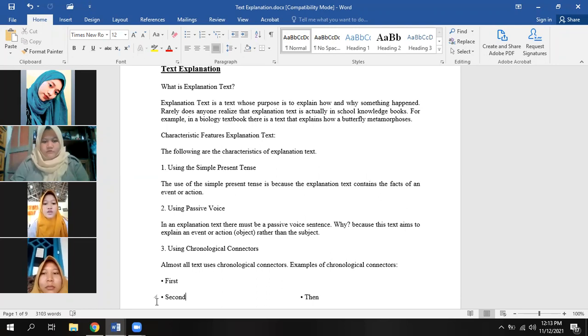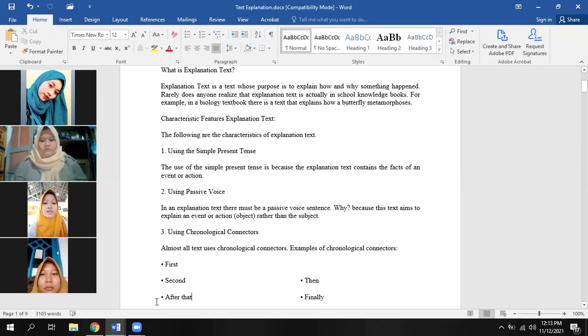First, using the simple present tense. The use of the simple present tense is because the explanation text contains the fact of an event or action. Second, using passive voice. In an explanation text, there must be a passive voice sentence. Why? Because this text aims to explain an event or action, the object, rather than the subject.